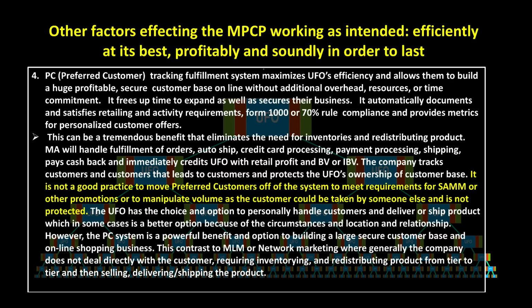Then a greatly overlooked aspect of the plan is the PC, or preferred customer system. It's really a tracking fulfillment system that maximizes a UFO's efficiency and allows them to build a huge, profitable, secure customer base online and without any additional overhead, resources, or time commitment. It frees up their time to expand as well as secures their business. It automatically documents and satisfies the retail requirements and activity requirements, Form 1000, the 70% rule, and compliance, and provides metrics for personalized customer offers.